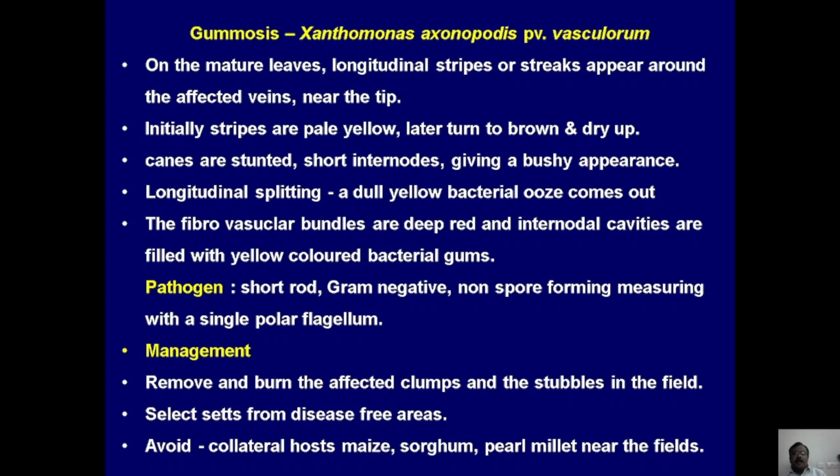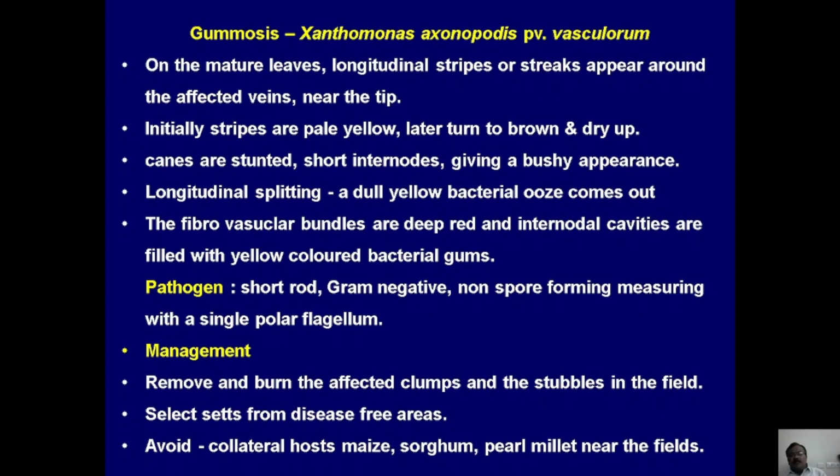Initially these stripes are pale yellow, later turn brown and dry up, as we studied in the previous Pseudomonas rubrilineans symptom. The affected canes become stunted, with shortening of internodes, giving a bushy appearance. Longitudinal splitting of sugarcane is common, which shows the exudation of dull yellow bacterial ooze. The fibrovascular bundles are deep red in color, and the internodal cavities are also filled with yellow colored bacterial ooze or gums.